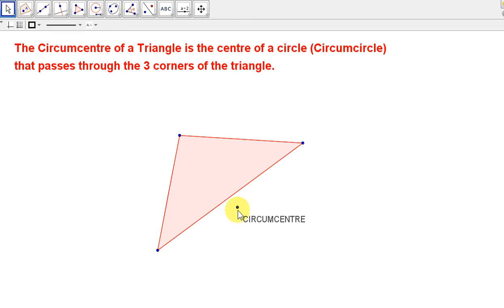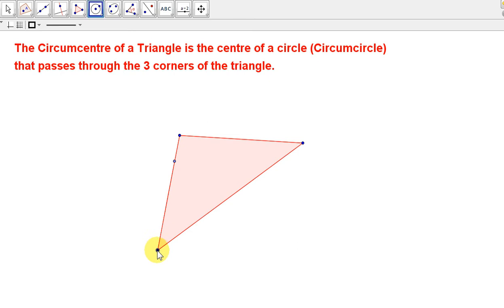Let's see how to construct the circumcenter of this triangle. We need to get the perpendicular bisectors of any two sides of this triangle. So first I will get the perpendicular bisector of this side of the triangle. Now, we explained how to do this in a previous video, but I'll go through it again.